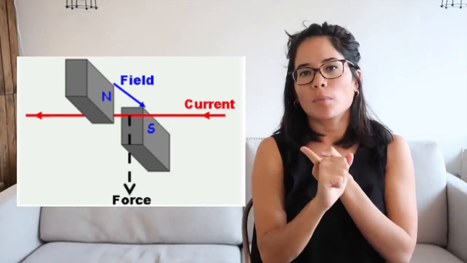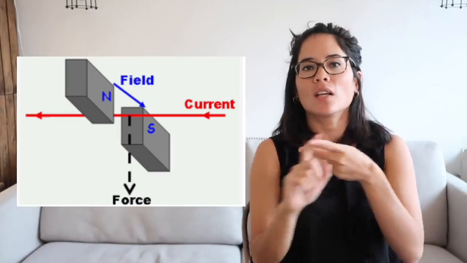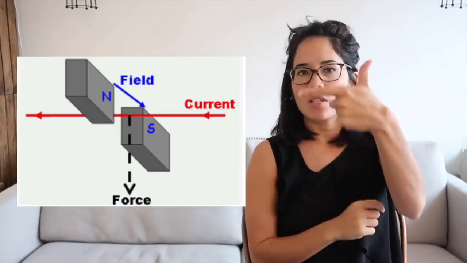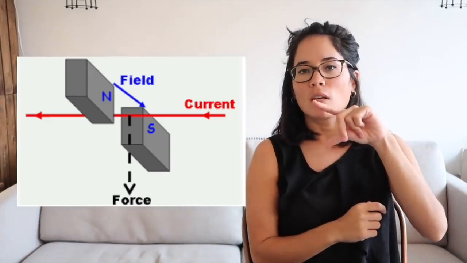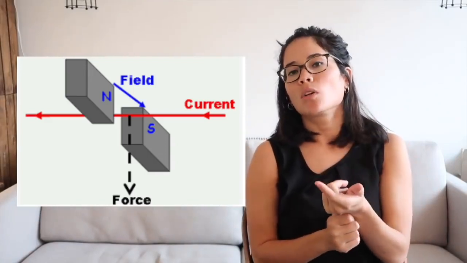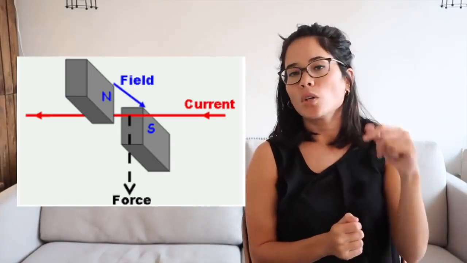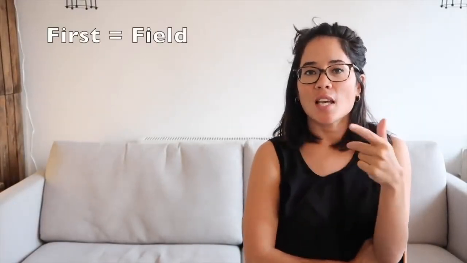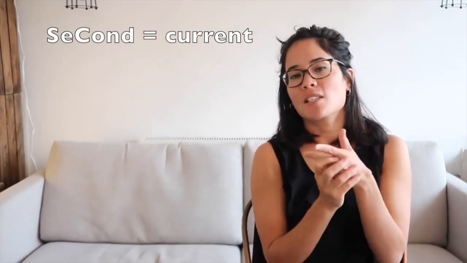So once you've lined up your magnetic field, which is your first finger, and your current, which is your second finger, you'll find that your thumb either points up or it points down. And so it will ask you which direction will the coil move, and you will say upwards or you will say downwards. But just make sure you've got them all in 90 degree planes to each other. My way of remembering what finger stands for what is that the first finger is your magnetic field, first field, and second, it contains a C, means that it is showing you the direction of the current.